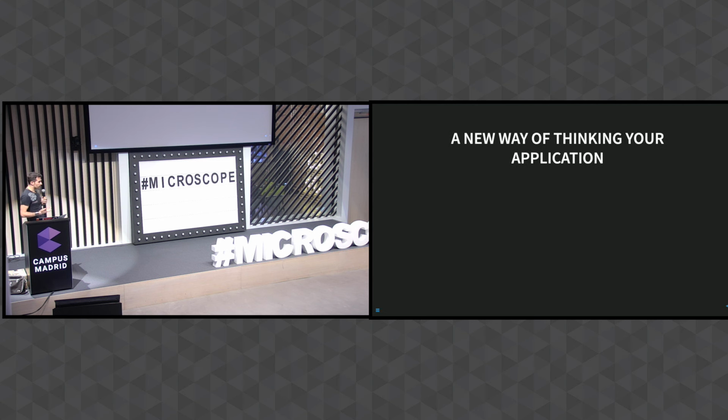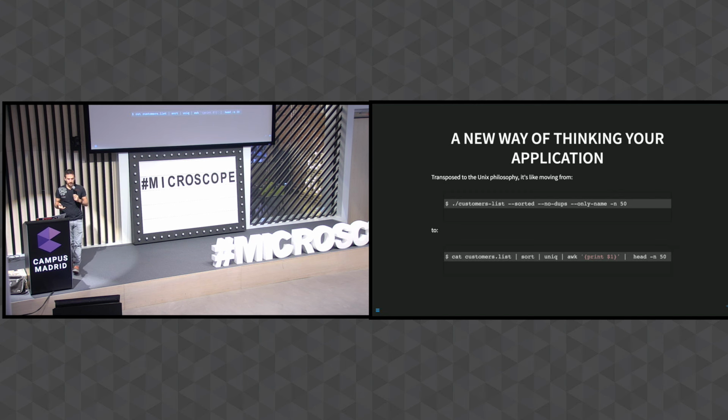So, what are microservices? I think you are here, you already know what they are. It's a new way of thinking application. If you think in the Unix style model, you come from an application like this one. It's what is called the monolith, okay? So it's called a monolith, so a big application that does everything. In this case, it just gives you the customer list with some parameters. It's sorted, no duplicates, only the name. To something like this one in the pure Unix philosophy. You have a set of processes that collaborate and communicate. In this case, they communicate over the pipe, the IPC, and to obtain a high-level behavior, okay?